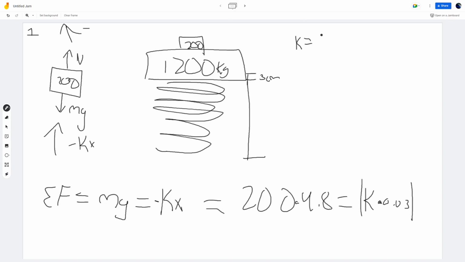Is this real? Okay. 653,3.3 newtons per meter. So this is a very, very, very large value. I guess that would make sense given it's only compressing 3 centimeters with 200 kilograms on it. Sorry. So, yeah, that does make sense, I guess, for the first problem.